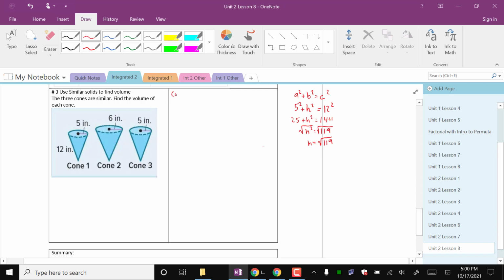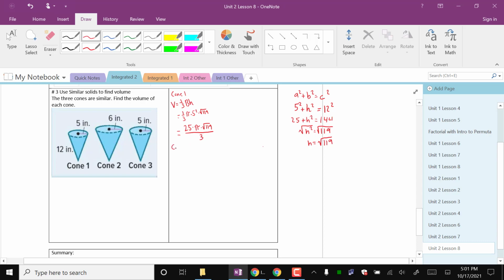So cone 1's volume equals 1/3 the area of the base times the height. So this is going to give me 1/3 times pi times 5 squared, and my height is the square root of 119. This looks kind of messy. We can clean this up a little bit. 5 squared is 25, so it's 25 times pi times the square root of 119, all divided by 3.